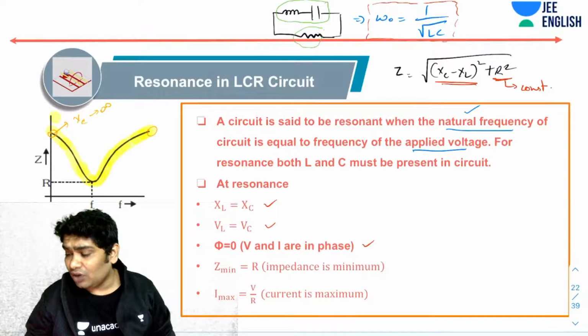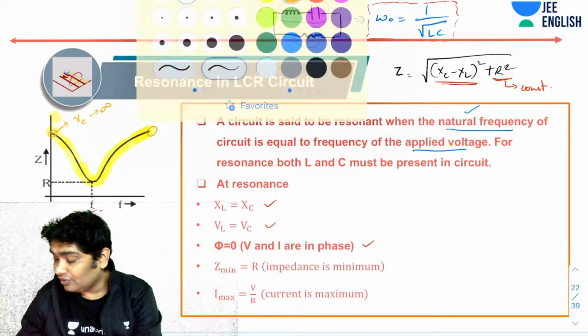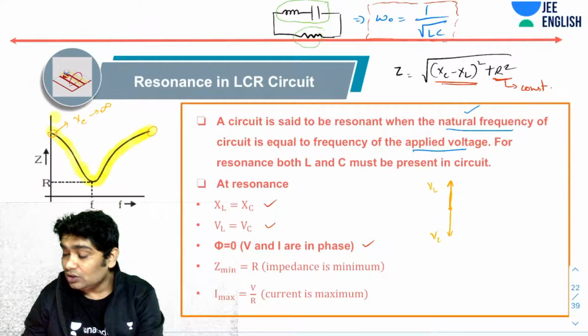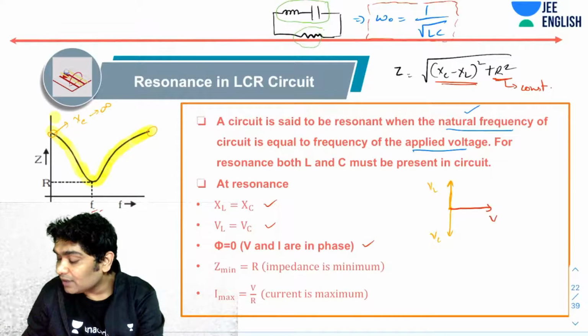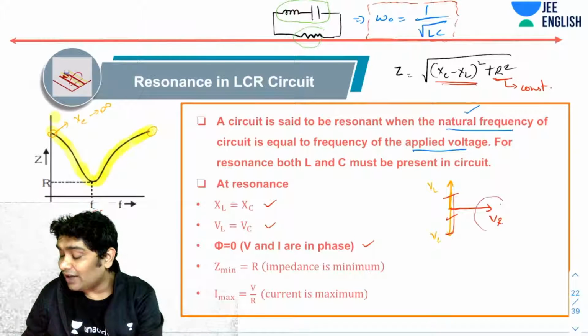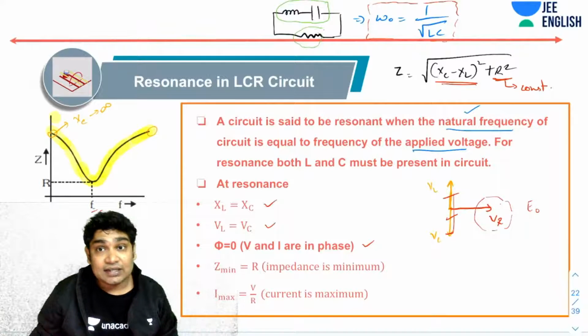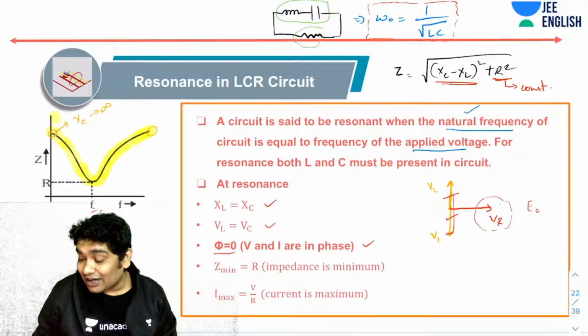If you draw the phasor diagram for voltages, you would have a VL, and then you would have a VC. Since VL and VC are equal, all the potential difference would have remained across the resistance. These two would have cancelled each other out, and this is what would have been the direction of the V naught phasor also. So in the resonant circuit, phi is zero. That is, the phase difference between the voltage and the current phasor is zero. Voltage and current are in phase.